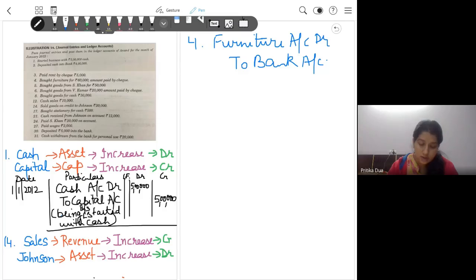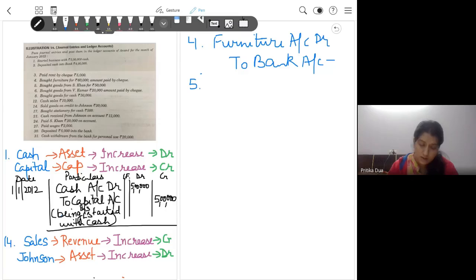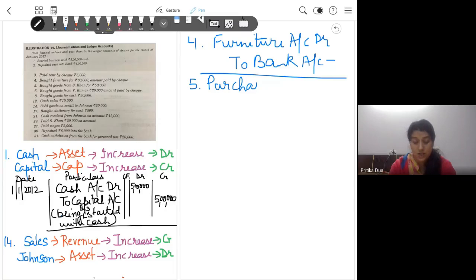Yes, Ishan, you will give me the entry for fifth. Ma'am, purchases debit to S Khan, I think. Okay. Yes, absolutely right. So here you are purchasing goods. You have bought goods. As I told you, there is no account by the name of goods. When goods are purchased, it will be purchases account. When sold, sales account. If purchases are returned, purchase return account. If goods sold are returned, then sales return account.